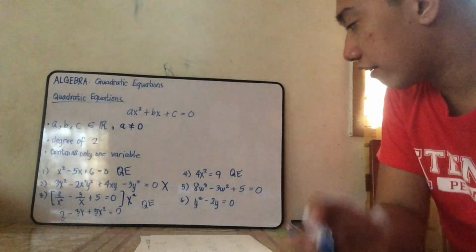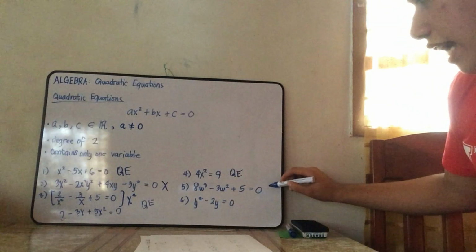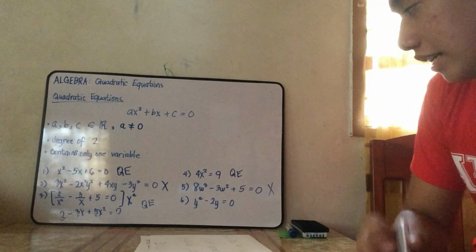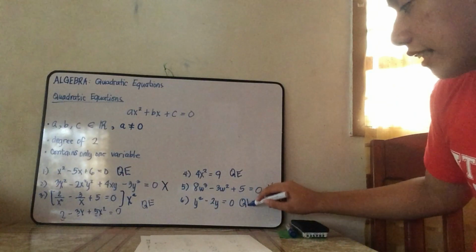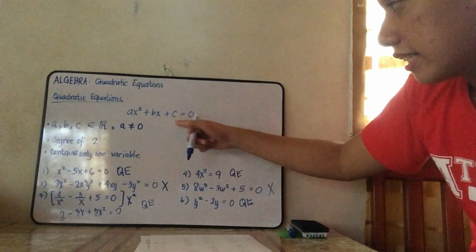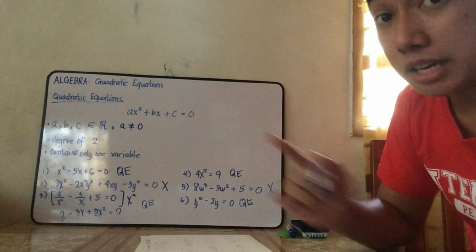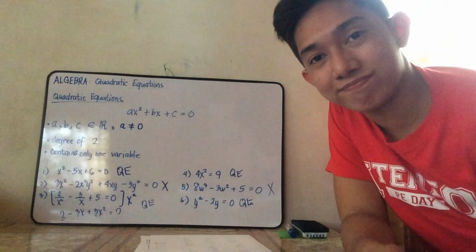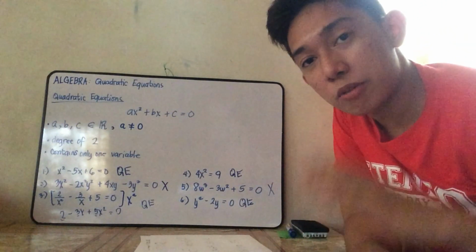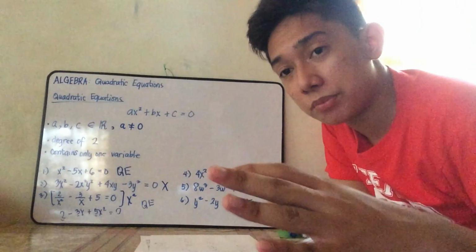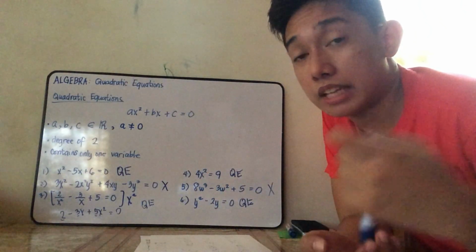And for number 5, hindi rin to quadratic. It's because cube na. Ito, quadratic to. Gaya ng sabi ko, just like number 4, yung b and c pwede maging 0. Hindi pwede maging 0 si a. So, kung meron po kayong tanong, feel free to comment. Comment lang po, sasagutin natin yan.